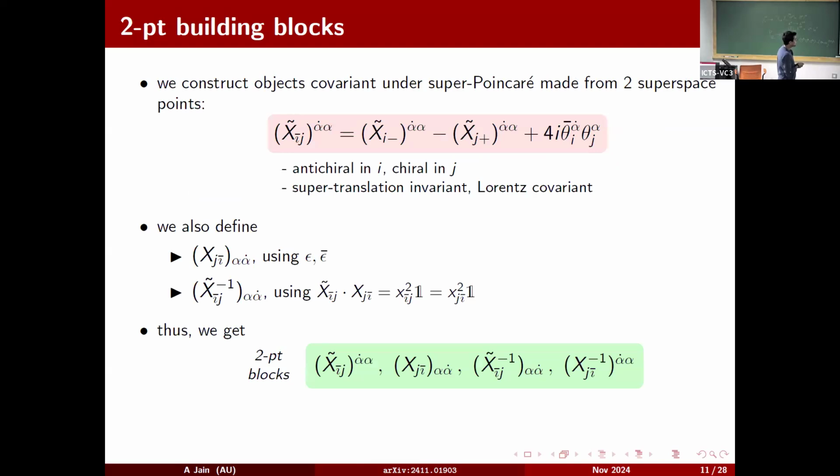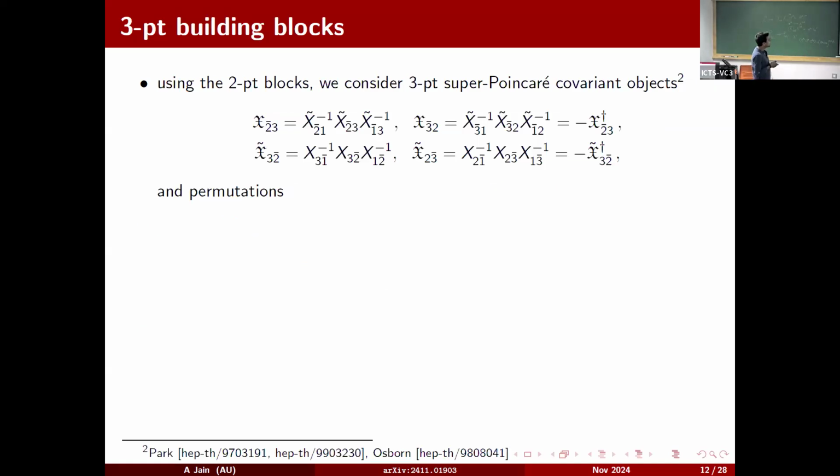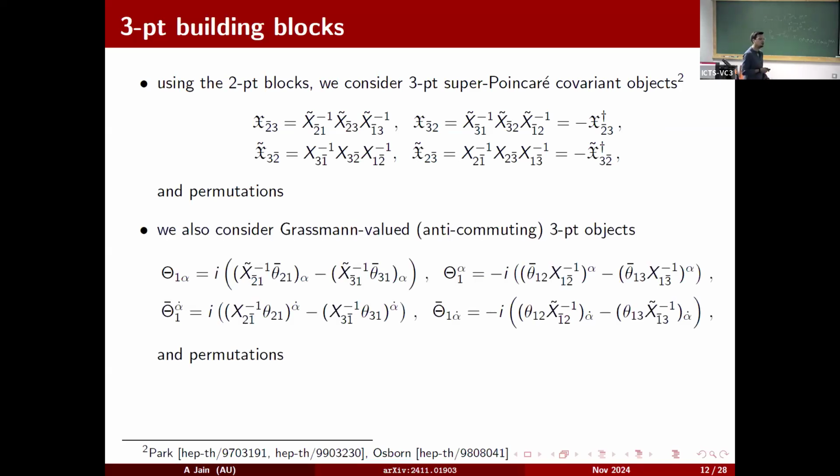In the last case, in the 2-point blocks, what we saw is they were built out of 2 superspace points. We can also have objects which are built out of 3 superspace points. As you can see, these are built out of 3 superspace points. And of course, they're also super Poincare covariant. Okay, and their permutations, of course. And what's new in the superconformal case is that now we can also have Grassmann valued 3-point objects which are super Poincare covariant. Okay, so they would be transforming homogeneously under infinitesimal superconformal transformations.